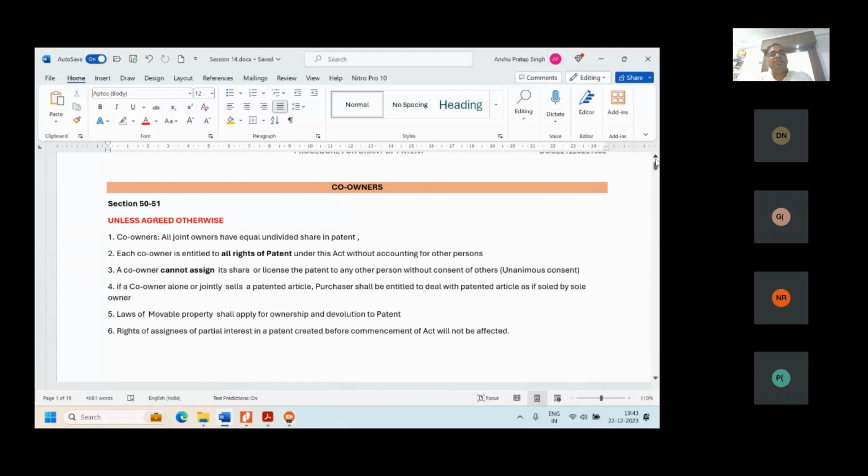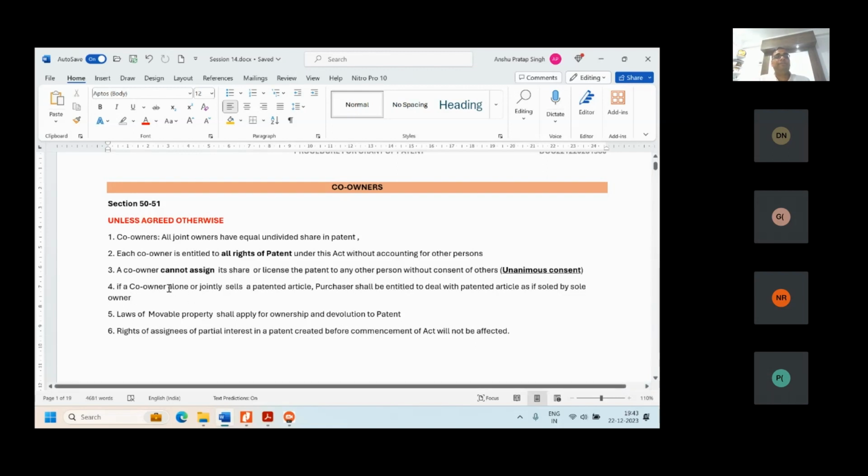Now, a co-owner cannot assign its share or license the patent to any other person without consent. That means if you are transferring your share or licensing, in this case, unanimous consent should be obtained. See, simple thing, please understand. Since you are enjoying all the rights, the other three also cannot assign it without your consent. So if any assignment or licensing is happening, everyone should agree.